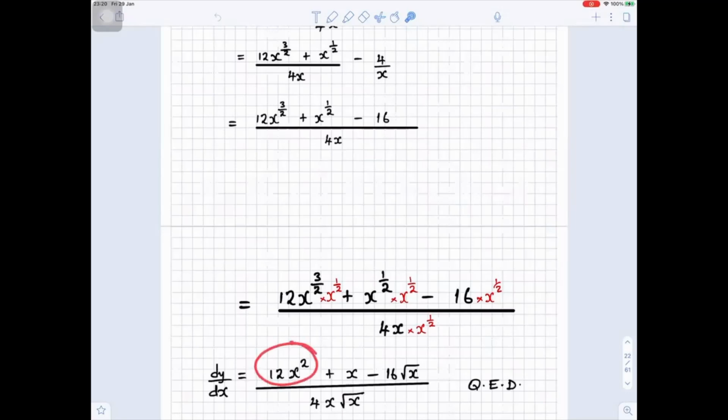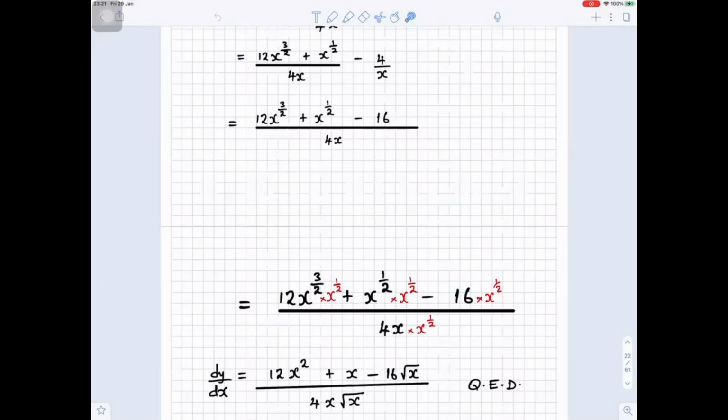We want to get 12x squared. What do we times 3 over 2 by to get x squared? If we times by x to the half for all of them, so we will multiply 12x to the 3 over 2 times x to the half, plus x to the half times x to the half, minus 16 times x to the half, over 4x times x to the half. So we times all of them by x to the power half. It keeps everything the same. It hasn't made a big change.